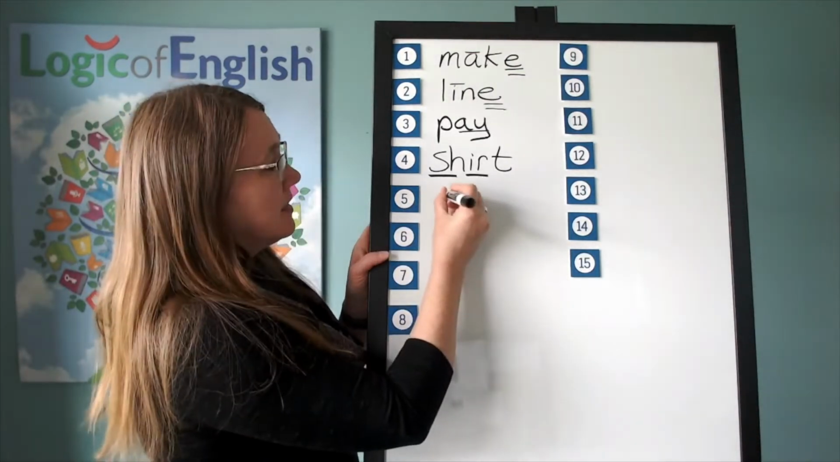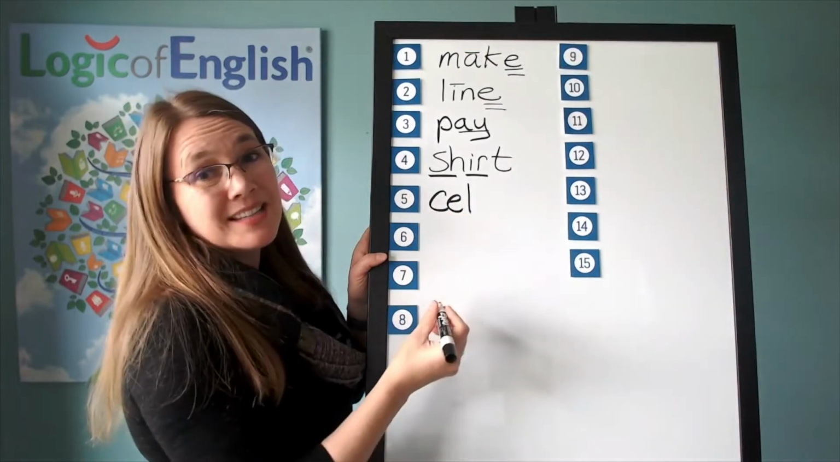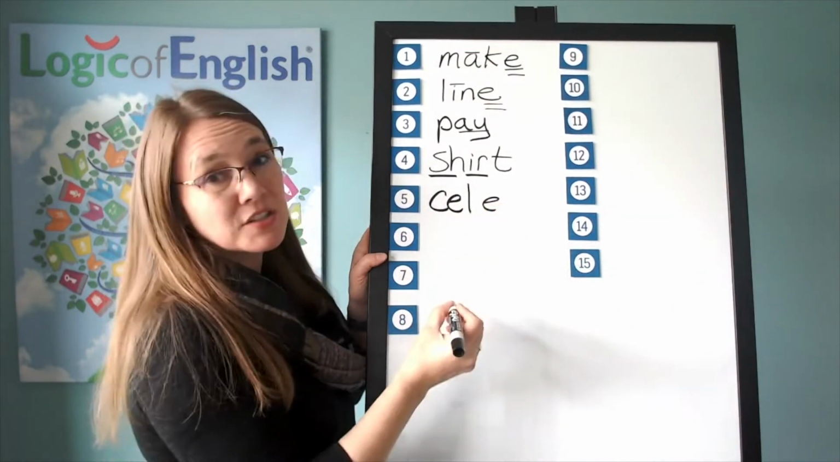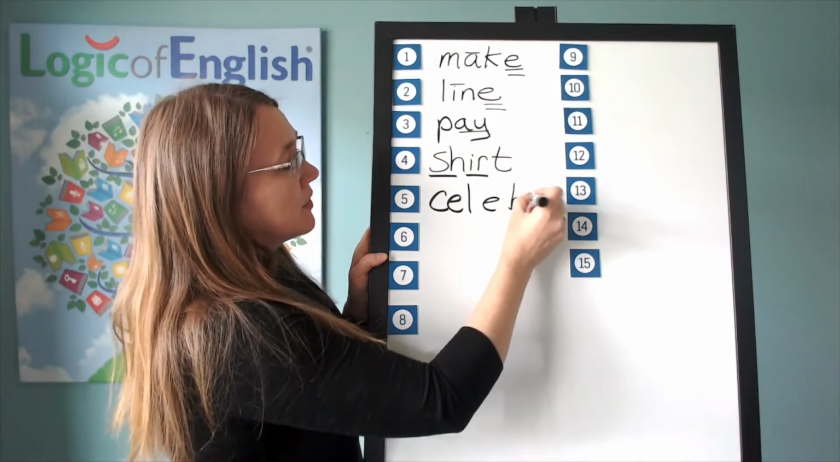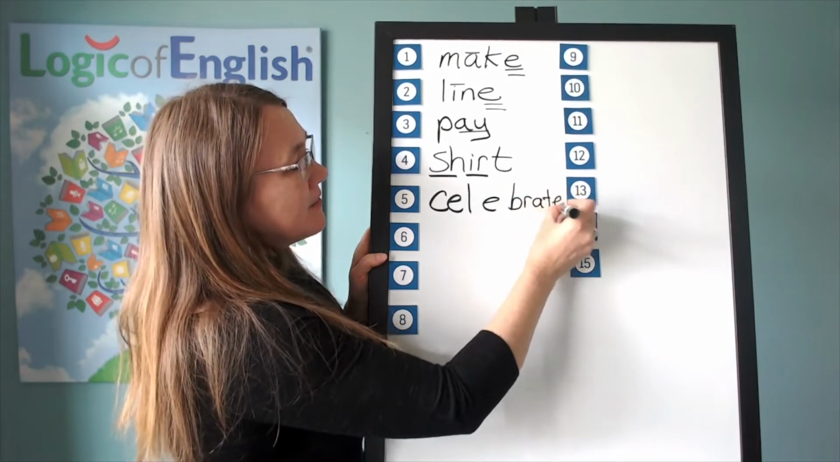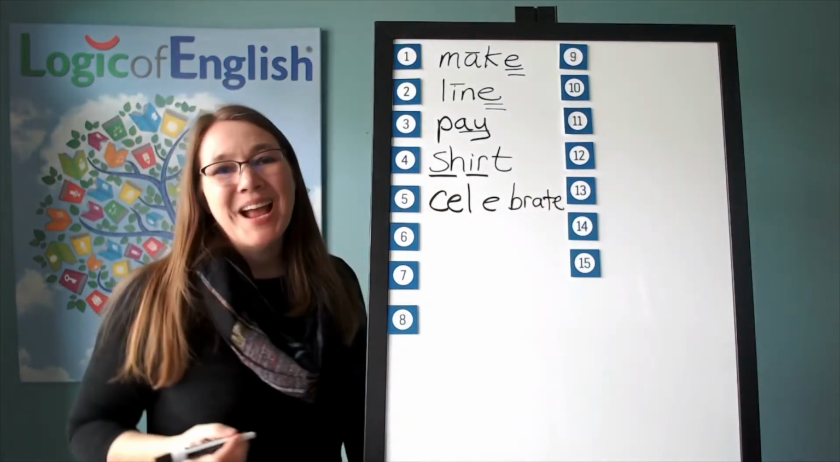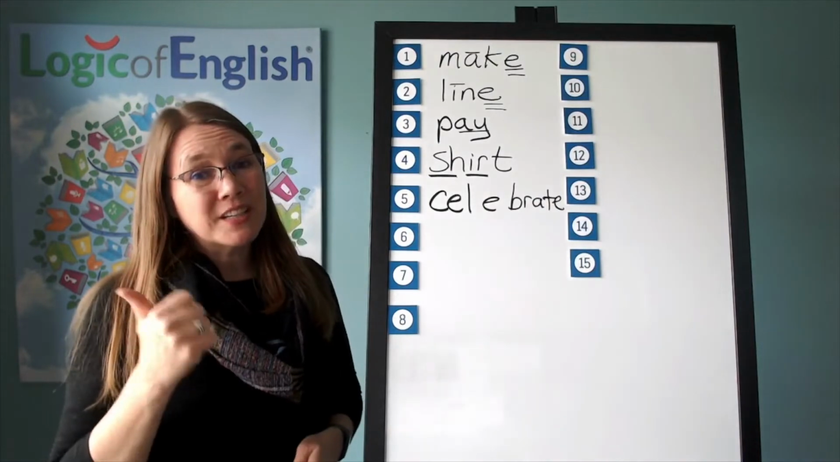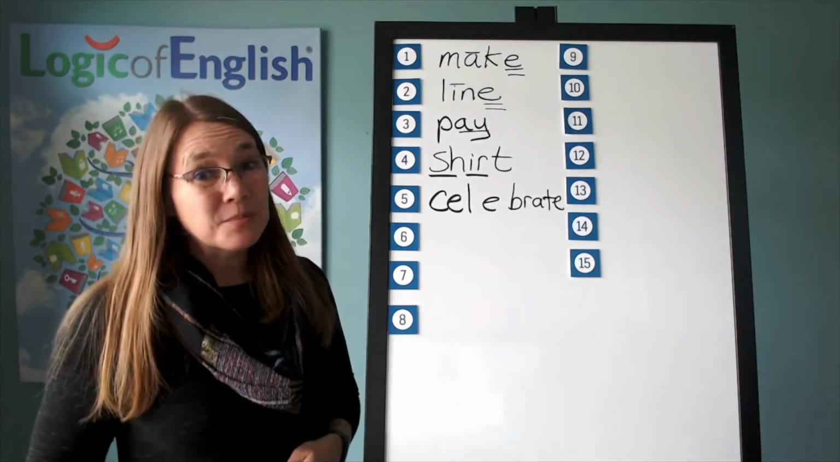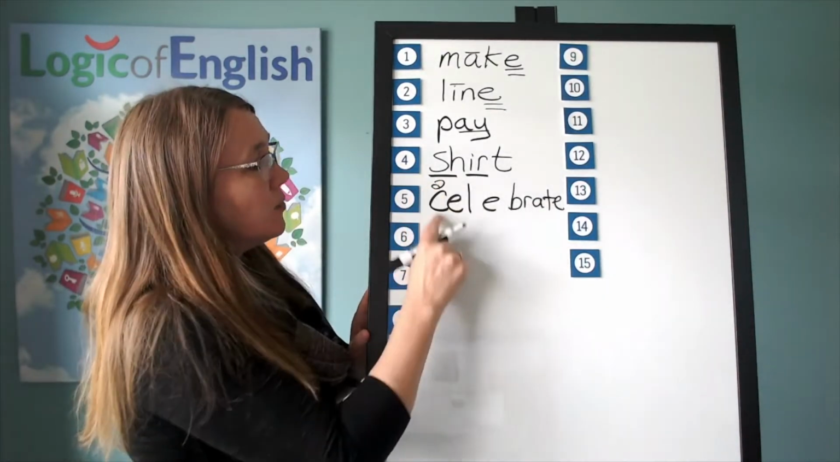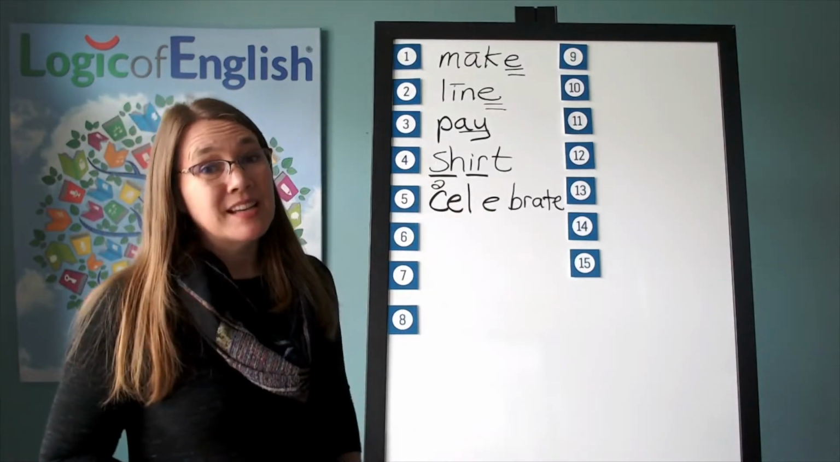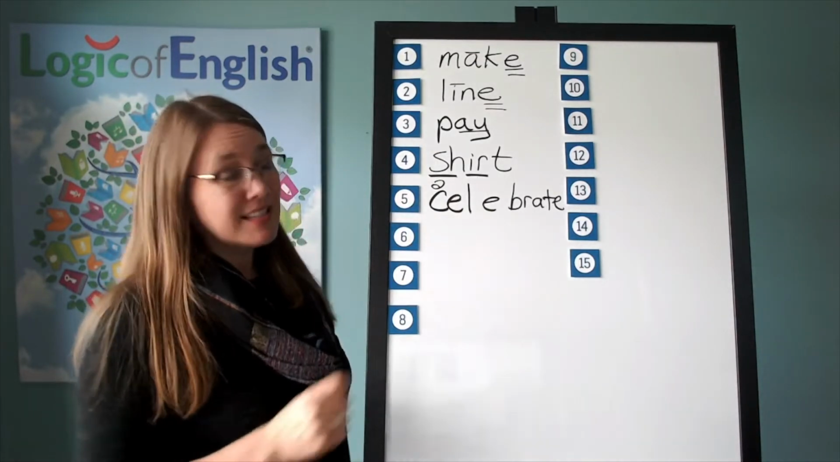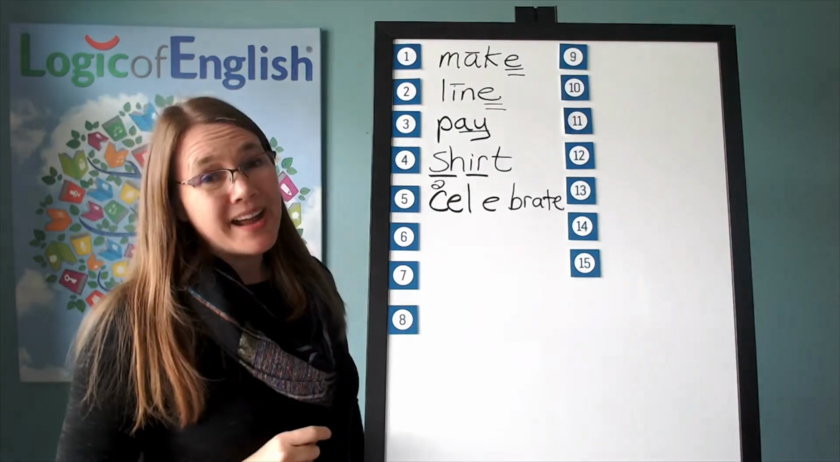The first syllable is cel. S, E, L. The second syllable is e. The third syllable is brate. B, R, A, T, E. Silent final E. How will we mark it? What sound of K, S do you hear in celebrate? The second. And why is it saying its soft sound? C always softens to S before an E, I, or Y.